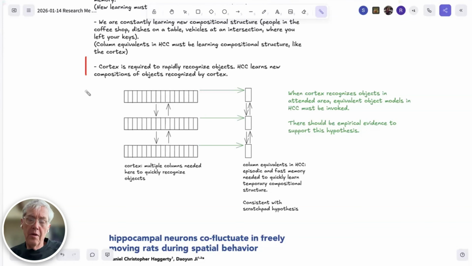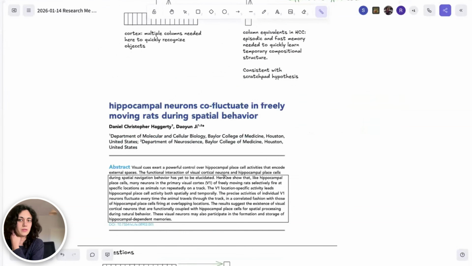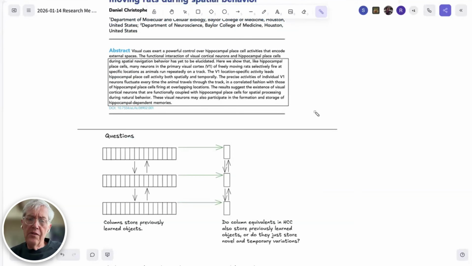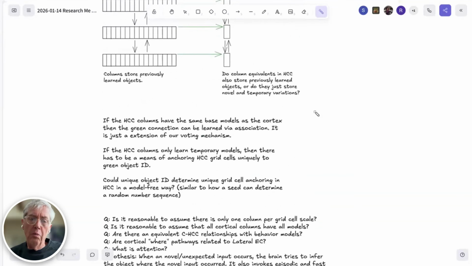Just out of curiosity, did they look at which fires first, the columns in V1 or the ones in hippocampus? Right, and this one here, it even says it. This one says here the V1 location-specific activity leads hippocampal place cell activity. So, which kind of makes sense. Right, that's what we'd hope.